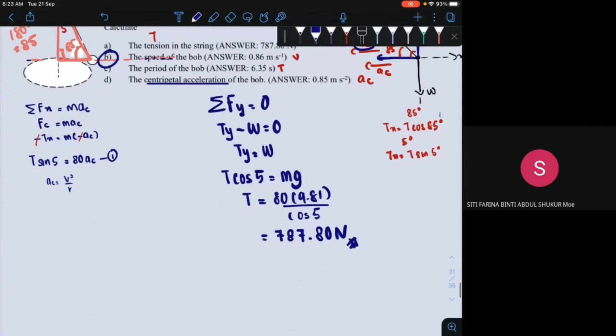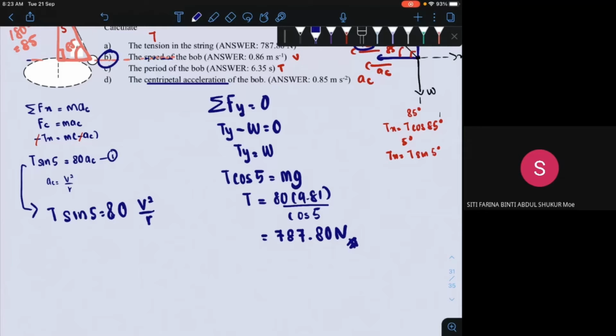I'm going to proceed from equation 1 sini. So since saya dah ada T, AC saya substitute sebagai V square over R. Kenapa? Is because the question asked to find V, and I know my V sits inside my AC's equation. So saya pun kembangkan dia, saya masukkan V square over R terus dekat tempat AC.